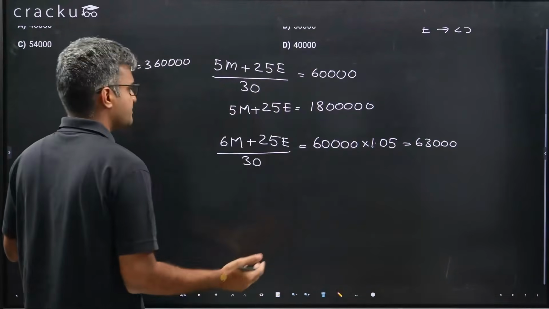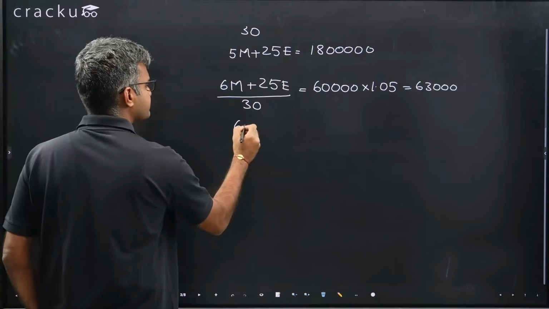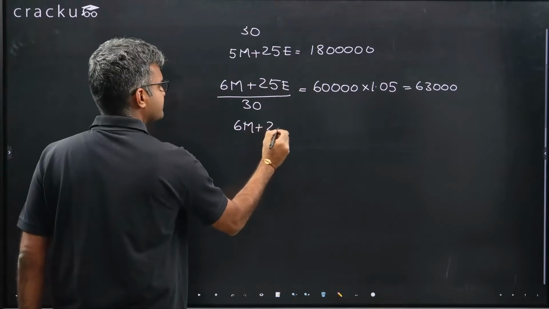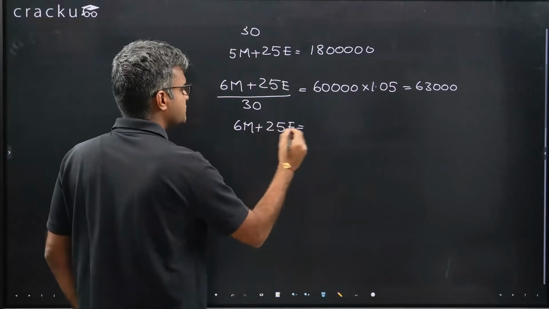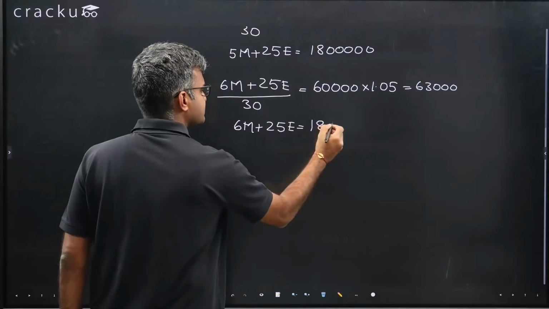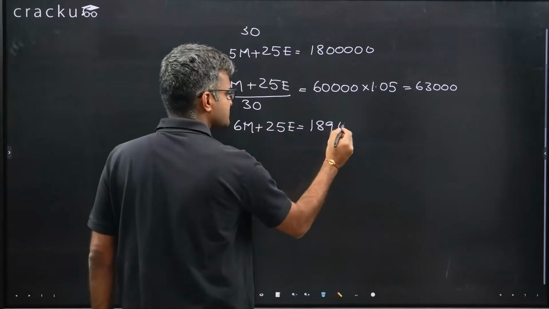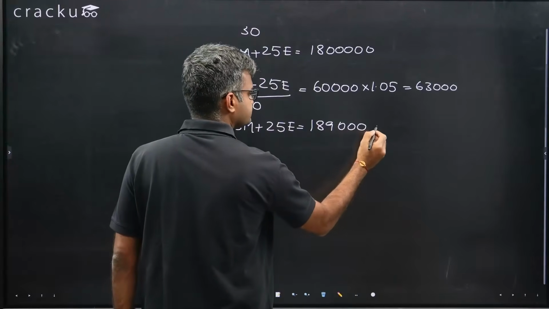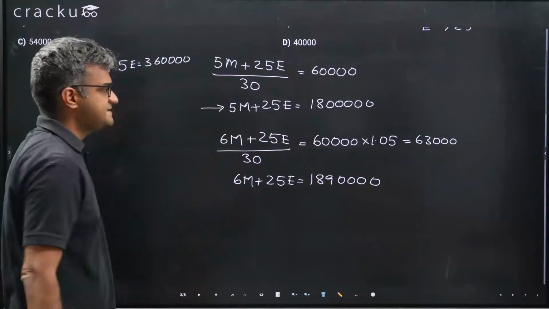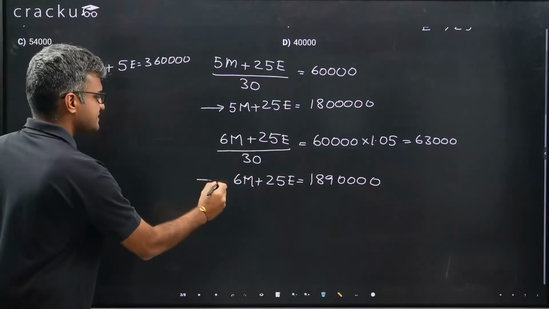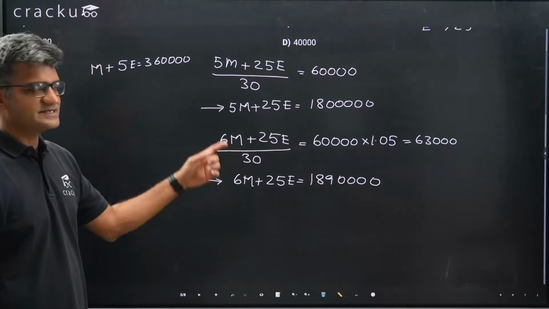You can now cross multiply. You are going to get 6M plus 25E is equal to 63,000 into 30, which is 18 lakhs and 90,000. Now 5M plus 25E is 18 lakhs. 6M plus 25E is 18 lakhs 90,000.